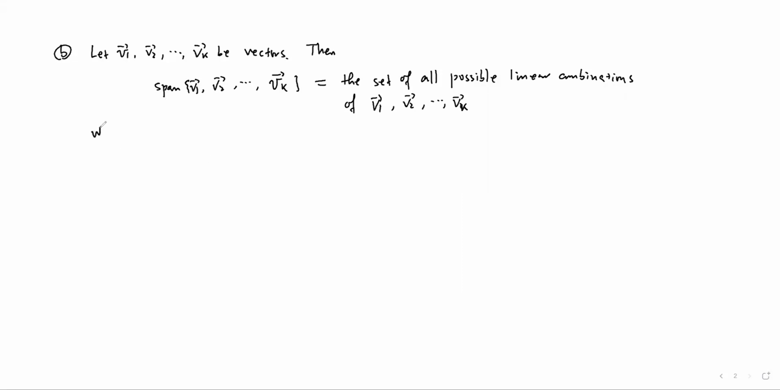We call this set the set spanned by these k vectors.